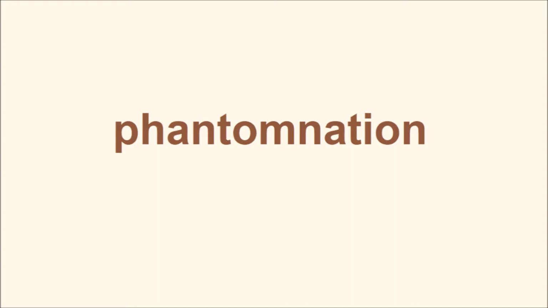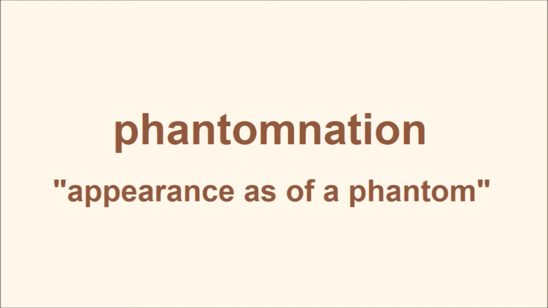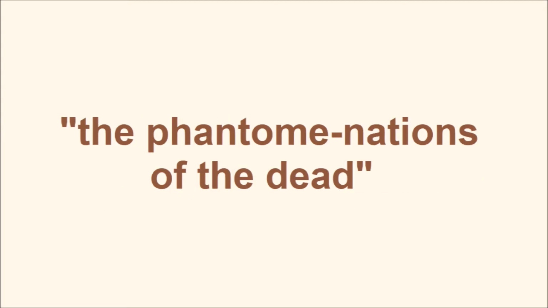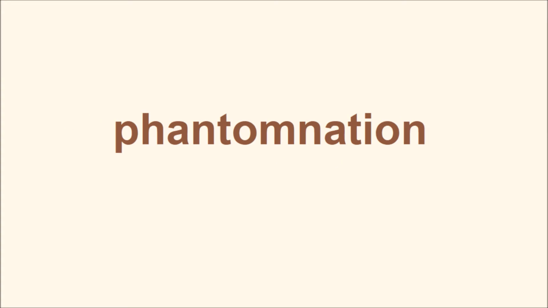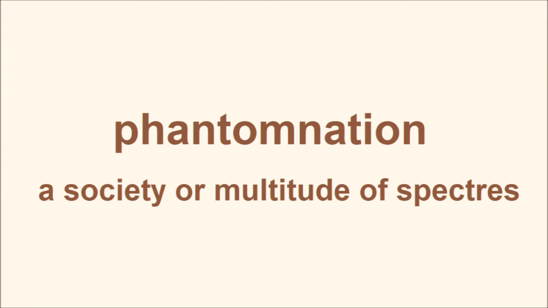Webster's 1864 American Dictionary of the English Language defined it as an illusion or the appearance as of a phantom. This erroneous definition has its roots in Alexander Pope's 1725 translation of the Odyssey, which coined the phrase "the phantomnations of the dead." Classicist scholar Richard Paul Jodrell's 1820 publication, Philology of the English Language, which omitted hyphens from compounds, entered it as a single word, and from there it worked its way into Webster's and the Oxford English Dictionary. The current definition of the word is a society or multitude of specters, which is closer to its original meaning.